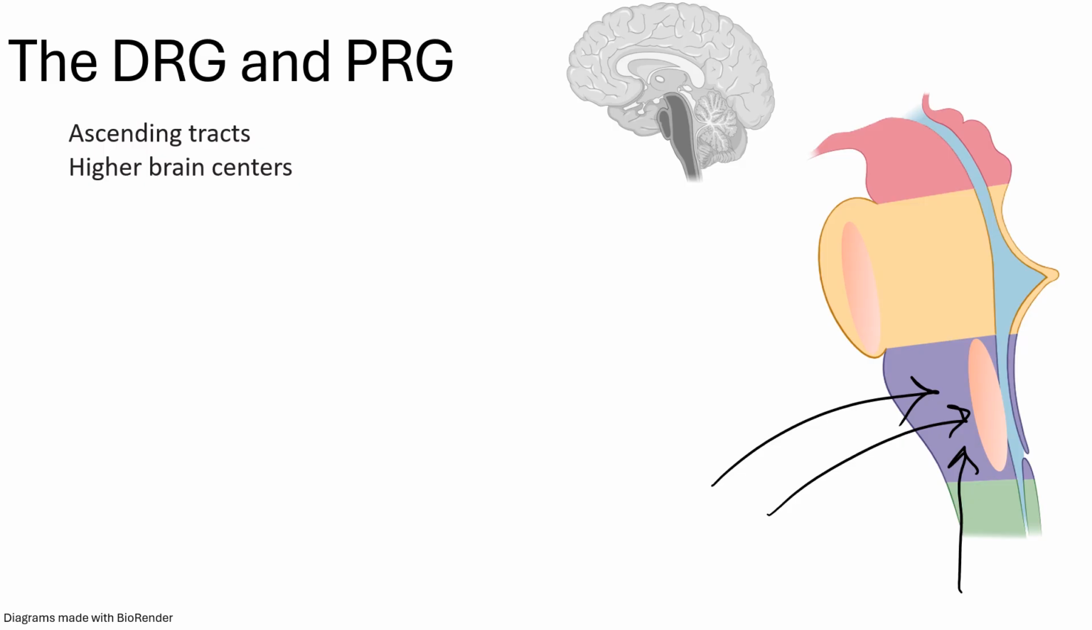The DRG can receive information from ascending spinal tracts, carrying information from chemoreceptors or baroreceptors, but it also receives input from higher brain centers, like the limbic system, your emotional brain, or your cerebrum. While the VRG is setting the rhythm, the DRG is receiving all of this input. And the DRG and the PRG, the pontine respiratory group, are coordinating all of this input. The PRG is really important in receiving input from higher brain centers.